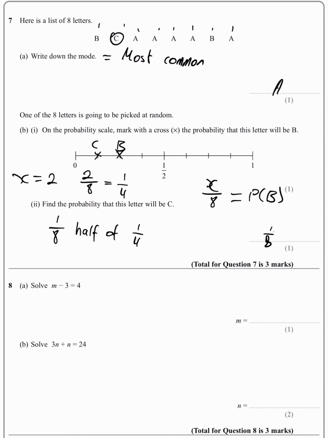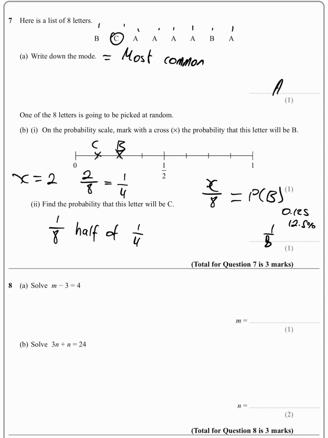So the probability that this letter will be C is 1 over 8. Now you can write this in fraction form, or in decimal form, which would be 0.125, or in percentage form, which would be 12.5%. All is accepted. Now that's the question done. Relatively simple question, it just tests your basic understanding of probability and the mode in statistics. And so we're going to move on to question 8.